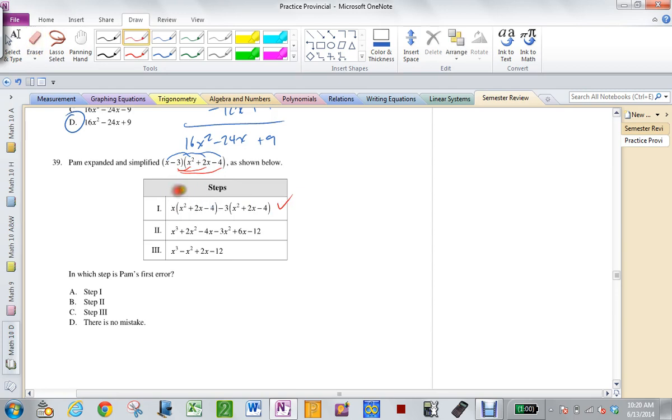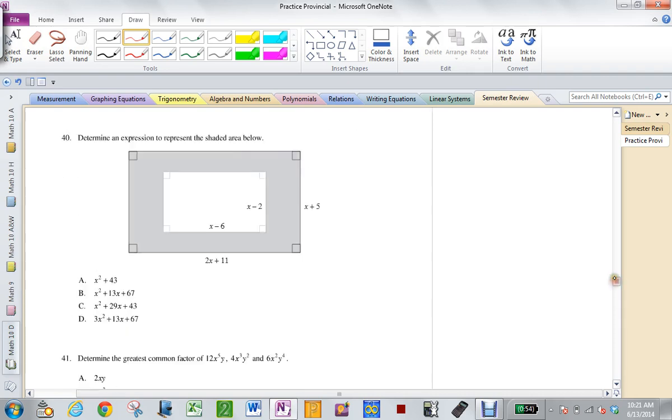Oh, I'll do that in blue. Sorry, guys. X cubed, 2x squared, minus 4x. Pam is on fire. Now let's check this other one, which I'll do in red. Minus 3x squared. Oh, she's kicking it. Minus 6x. Oh, she's going. Negative 3 times negative 4 is, of course, positive 12. Oh, Pam, look what you've done. Shameful. So her first mistake is in B. So we move along.